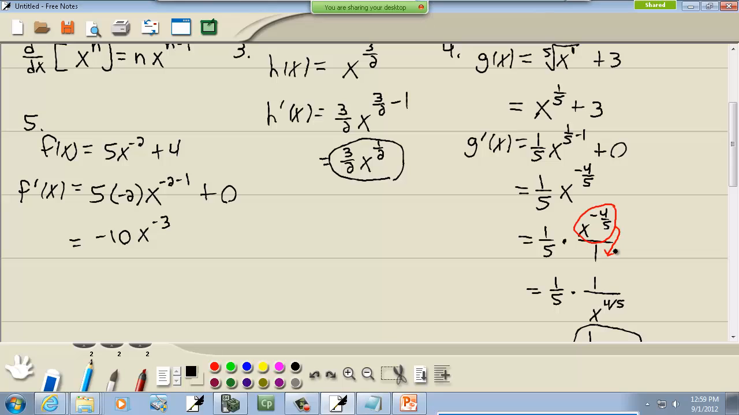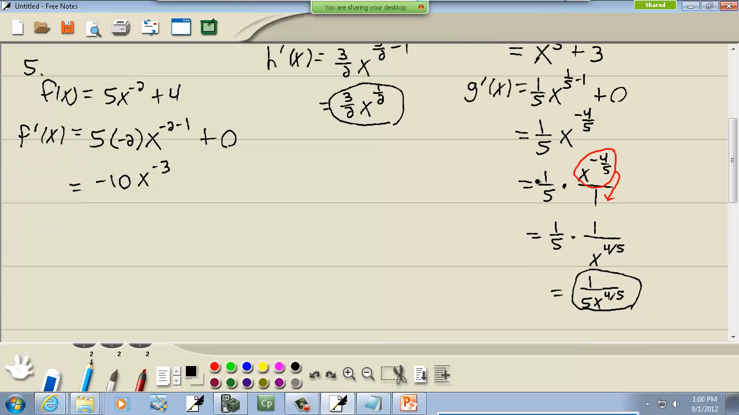Now, you'll get so used to this, you won't have to show all these steps over here. Basically, we had x to negative 4/5. That goes down in your denominator. So you could have gone straight from this step right here down to here. Again, it's very simple. If it's a negative exponent, put it downstairs. Well, same thing here. We've got a negative exponent. I'm going to put it downstairs in the denominator. So that'd be negative 10 over x to the positive 3. And that's our answer.